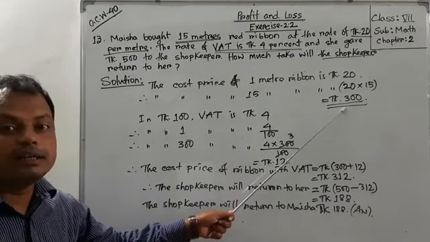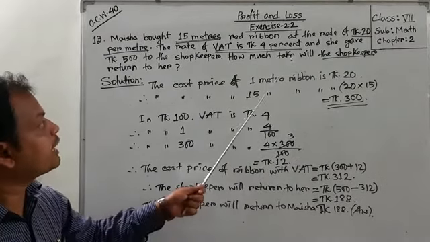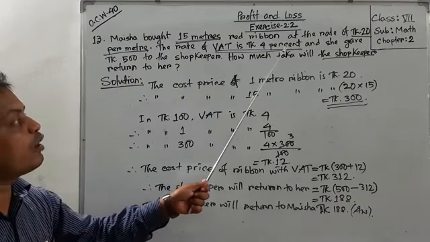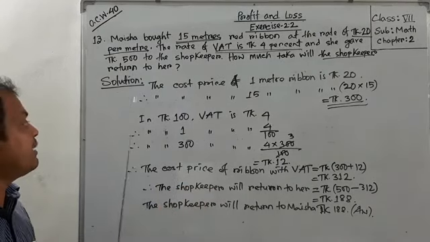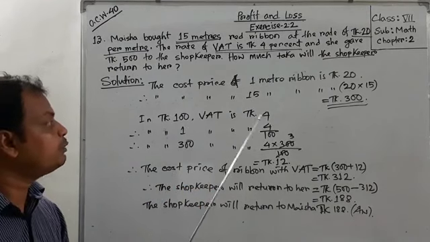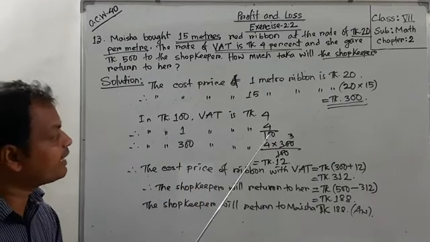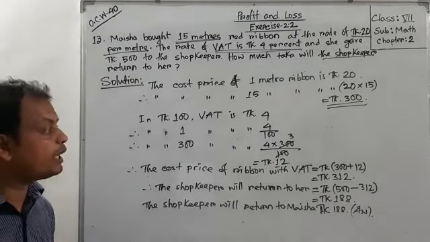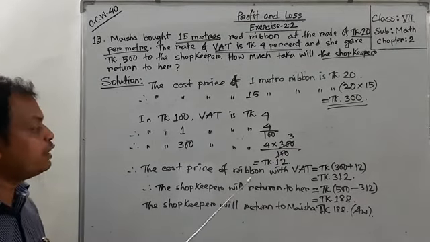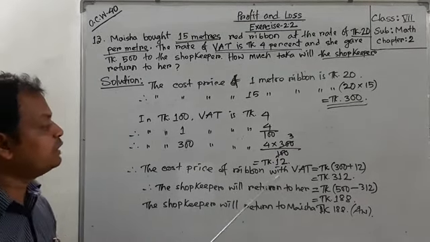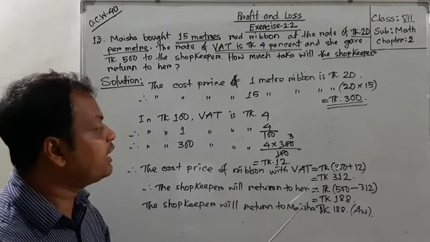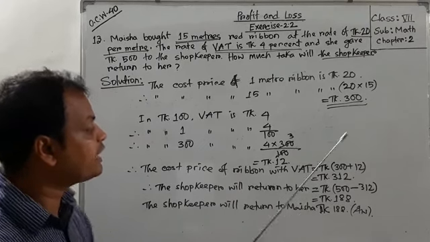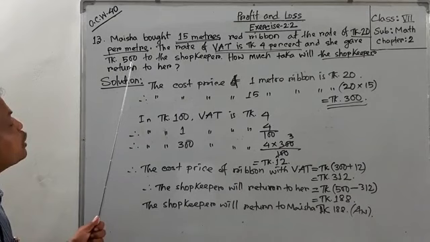And for 300 taka he paid VAT. The rate of VAT was 4%. That means out of taka 100, VAT is 4. Then we have written in taka 100 VAT is taka 4. For 1 we have 4 divided by 100, and for taka 300 we have VAT taka 12. Now we have got the total cost price with VAT. So the cost price of ribbon with VAT equals taka 300 plus 12, then we have got taka 312, and he gave the shopkeeper 500 taka.